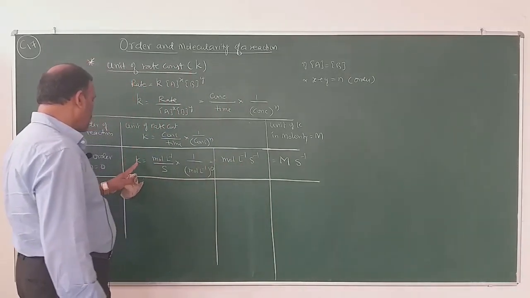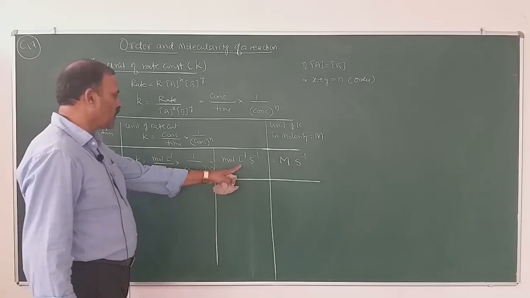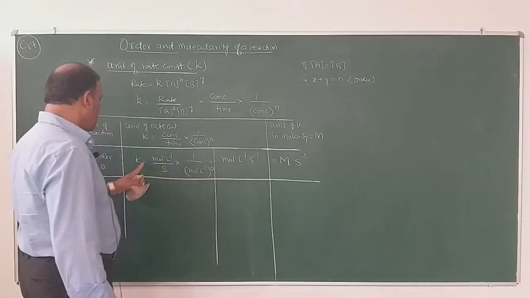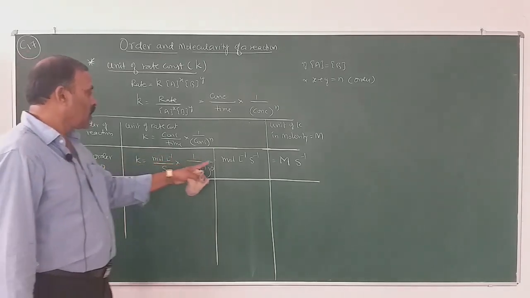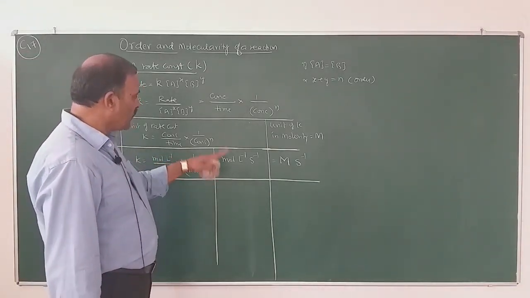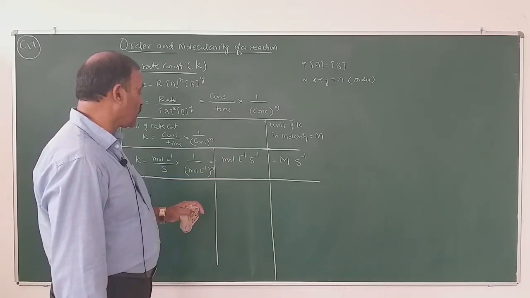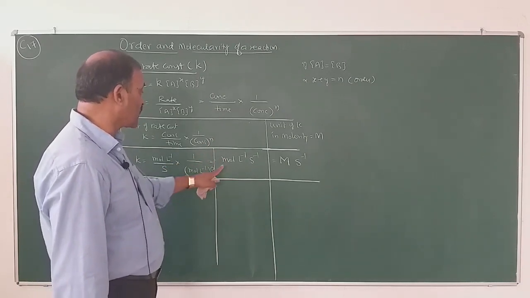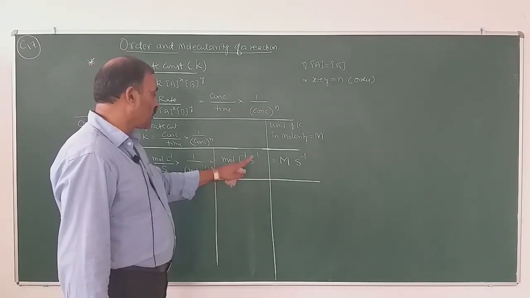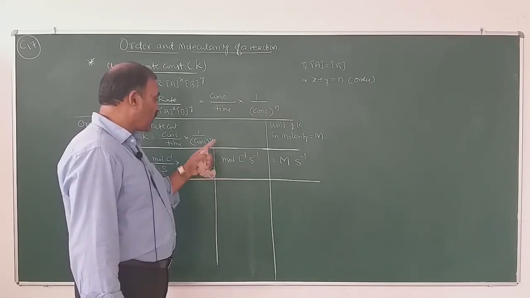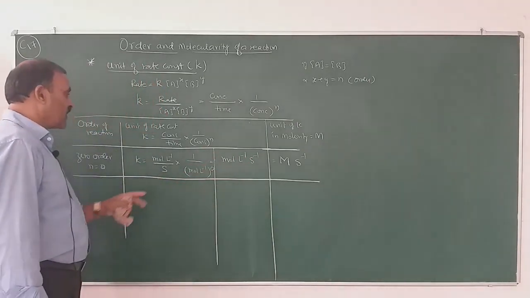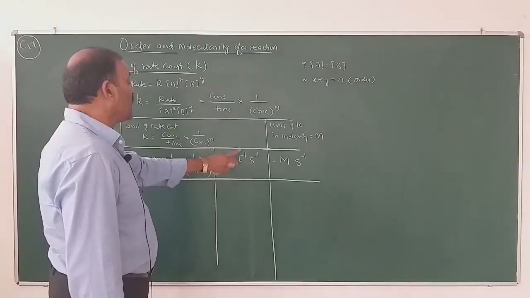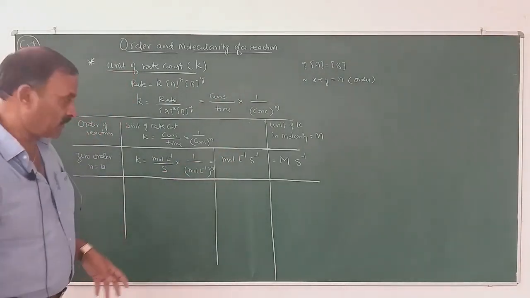If the unit of K is mole liter minus 1 second minus 1, what is the order of the reaction? Order of the reaction is 0. So this unit is similar to the unit of rate of reaction. What is the unit of rate of reaction? Mole liter minus 1 second minus 1. The unit of rate of reaction and the unit of rate constant of a zero order reaction are one and the same. This will be asked in the examination.